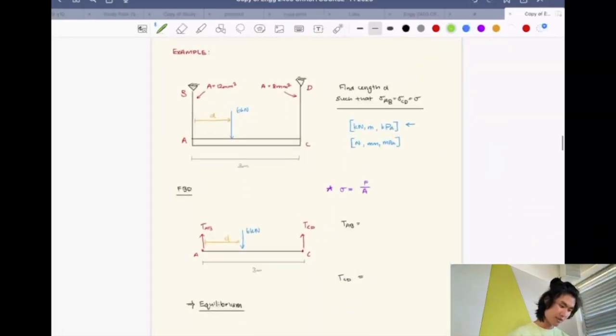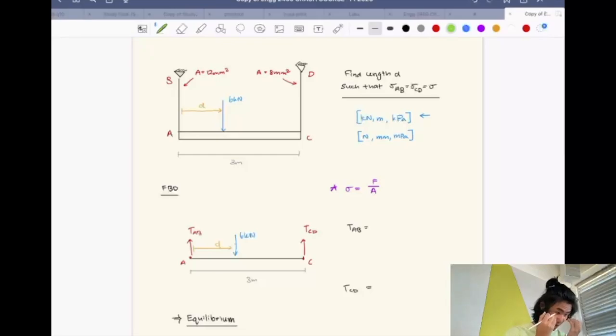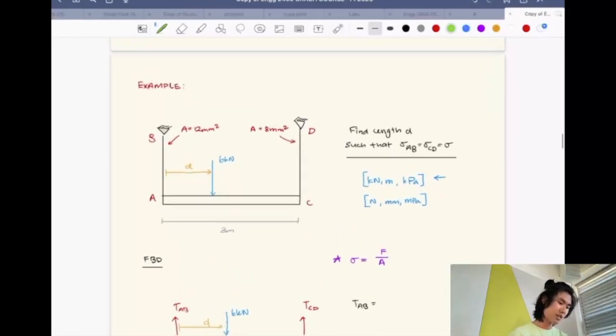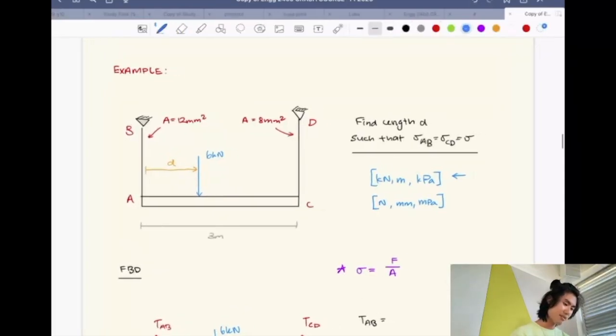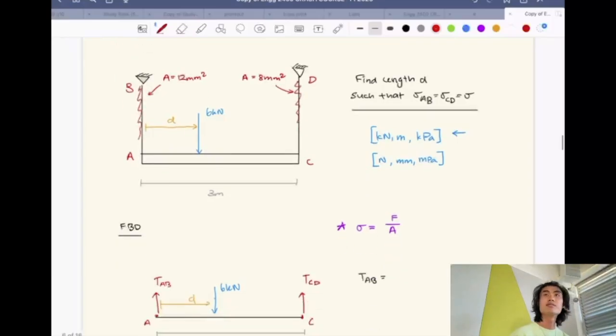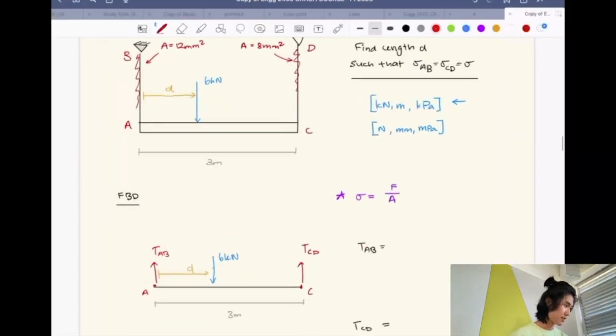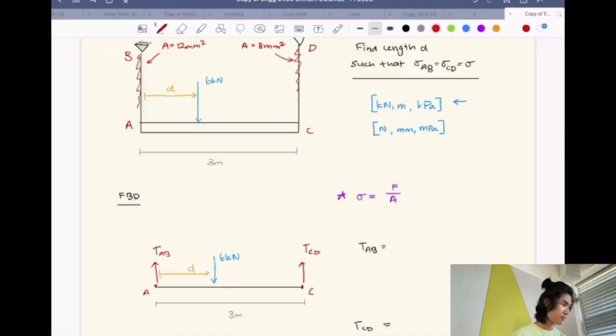Okay, so to help you get an understanding of what stress actually is, we're going to go over this question. You find the length of D such that the stress in rod AB, which is this one, and rod CD, which is this one, is going to equal the same thing. So, do you guys have any first thoughts?